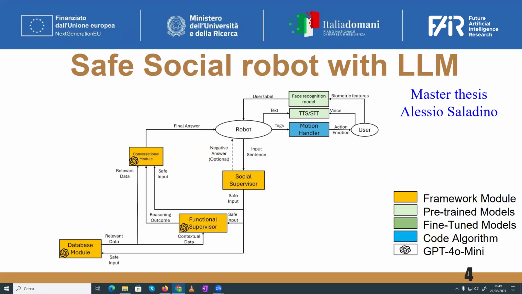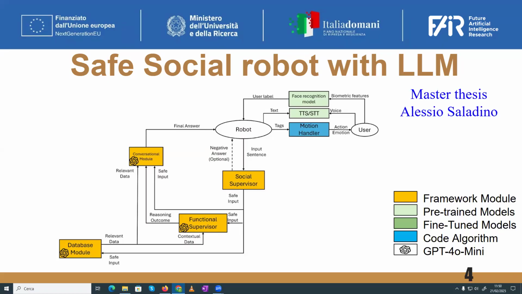Then we have the four main components of this architecture. The first one is the social supervisor, which ensures that what the user is saying to the robot does not contain any socially unacceptable concepts, such as discriminatory words or bad words. Then we have the database module, which works as a long-term memory for the robot, in which we store all the information that we want the robot to know related to a specific domain. Then we have the functional supervisor, which is the module that uses the knowledge stored in the database to reason about the safety of the interaction.